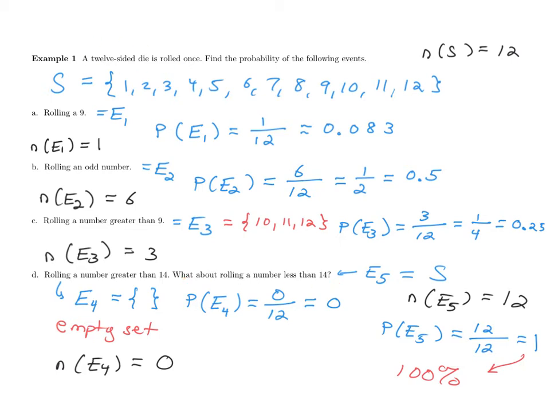Anytime you roll a 12-sided die, you will always get something less than 14. Every single time, 100% of the time, this is going to work. However, 0% of the time, that's not going to work. Again, just to distinguish, probabilities are not percents. You can convert them to percents if that helps, but I'll leave them in their decimal form.